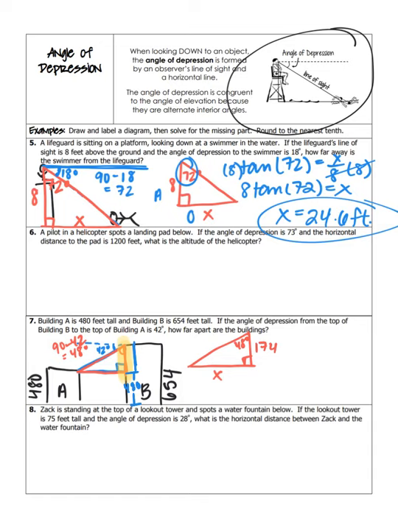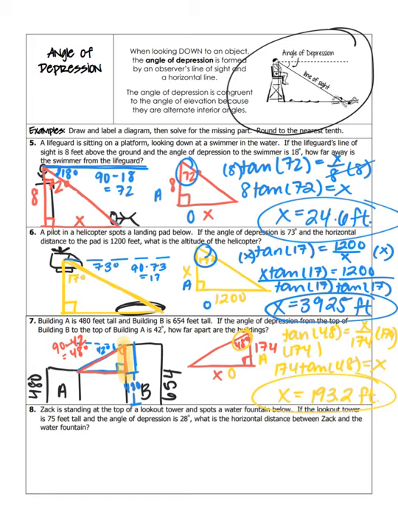Now we can just go about our normal business. Reference angle, opposite, adjacent. So we have tan of 48 equals x over 174. Multiply both sides by 174. We get 174 tan of 48 equals x. And the distance between the two buildings would be 193.2 feet. Okay? All right, I want you guys to try 6 and 8 and then come back and check your answers.